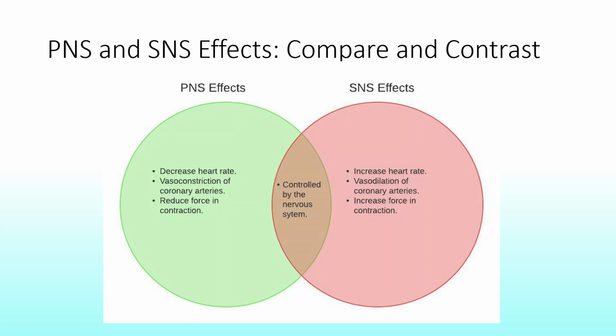With PNS effects, we have a decrease in heart rate because the heart doesn't have to pump as hard, and so that reduces the force of contraction, and then vasoconstriction of the coronary arteries as well. Both are controlled by the nervous system. The SNS effects include increasing the heart rate, and vasodilation of the coronary arteries to increase blood supply and oxygen to the muscles, and that increases the force of contraction as well. So your heart starts pumping much quicker.